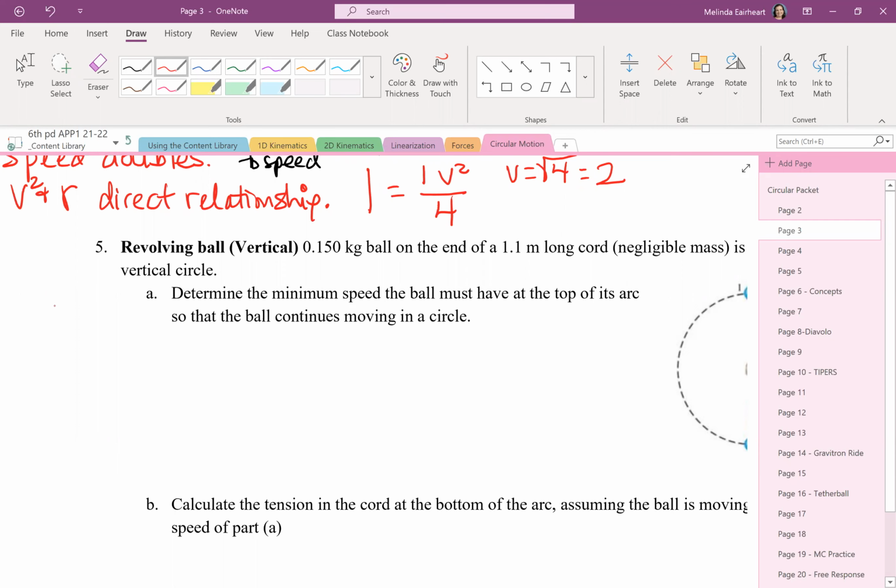Now, I want to go on and get into A, determine the minimum speed. It doesn't just say the speed. Right now, I'm doing my best to keep a constant speed, right? So it really shouldn't matter where you go. You should have the same speed. But what if it's not constant? What's this minimum speed about?